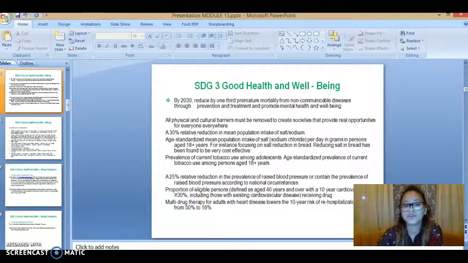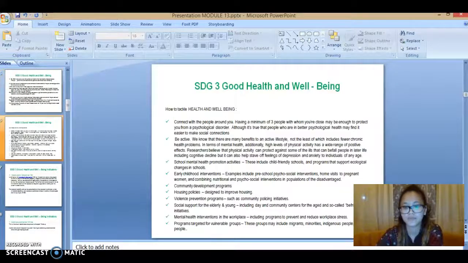How do we tackle this? All physical and cultural barriers must be removed to create a society that provides real opportunity for everyone everywhere. For example, the relative reduction in mean population intake of salt and sodium, the prevalence of current tobacco use among adolescents, and the age-standardized prevalence of current tobacco use among persons aged 80 plus.